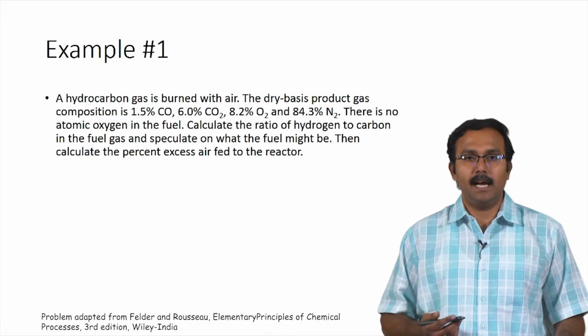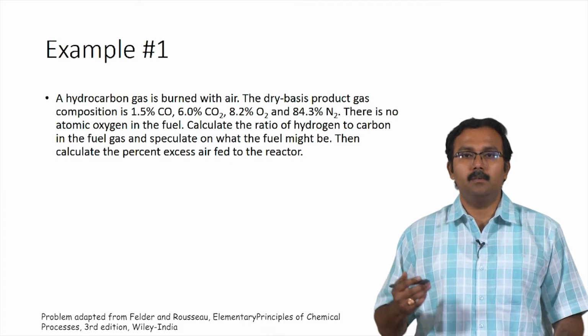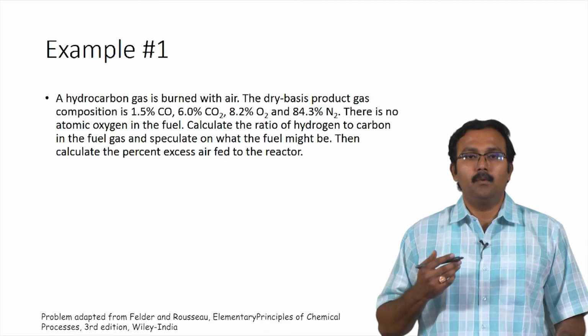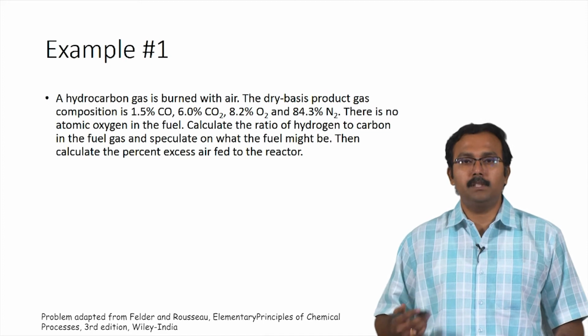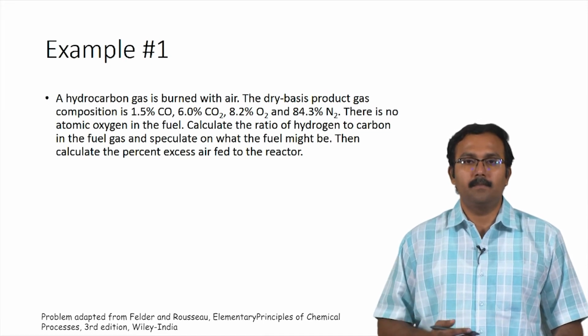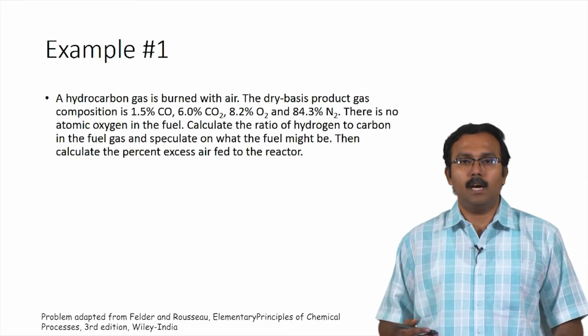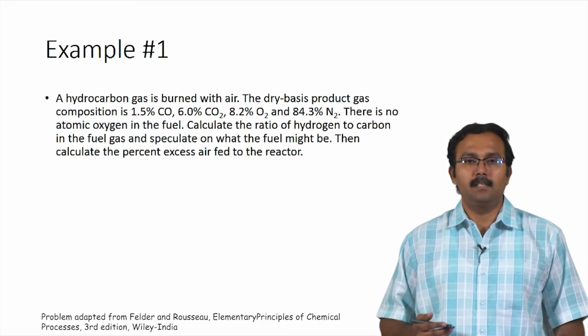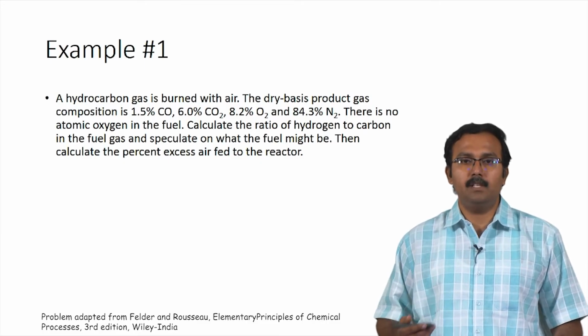A hydrocarbon gas is burned with air. The dry basis product which is formed is 1.5% carbon monoxide, 6% carbon dioxide, 8.2% oxygen and 84.3% nitrogen. There is no atomic oxygen in the fuel. Calculate the ratio of hydrogen to carbon in the fuel gas and speculate what the fuel might be. Then calculate the percent excess of air that is being fed to the system.